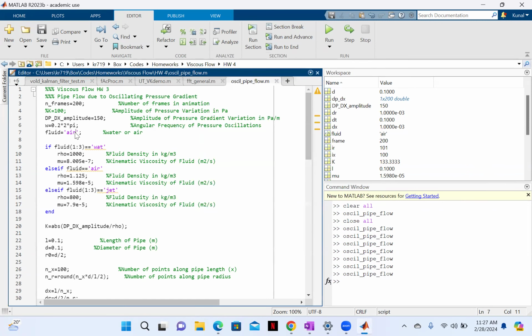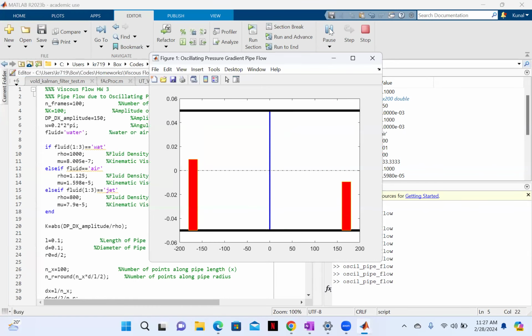Now let's change the fluid to water. Let's do it for a shorter time, but with the same angular frequency and same pressure difference, pressure gradient. So we should expect that there'll be very little fluid velocity. You can see that the fluid velocity is almost zero because this pressure is not enough to move a higher density fluid.